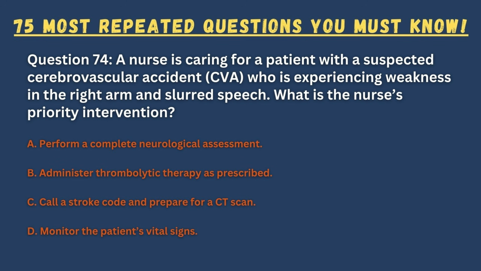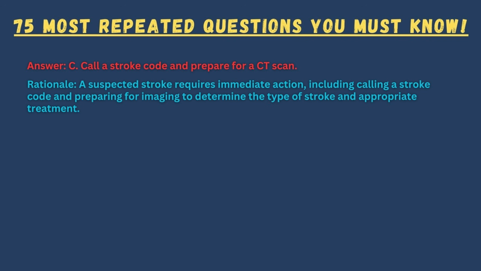A. Perform a complete neurological assessment. B. Administer thrombolytic therapy as prescribed. C. Call a stroke code and prepare for a CT scan. D. Monitor the patient's vital signs. Answer: C. Call a stroke code and prepare for a CT scan. Rationale: a suspected stroke requires immediate action, including calling a stroke code and preparing for imaging to determine the type of stroke and appropriate treatment.